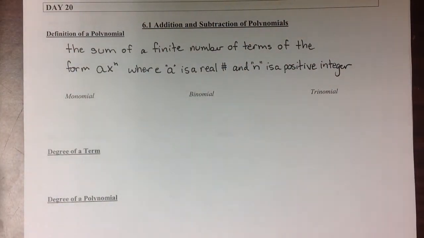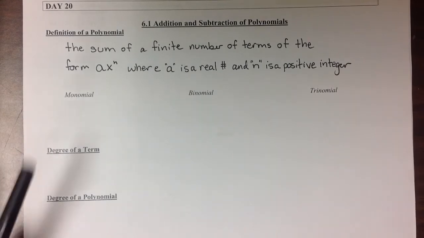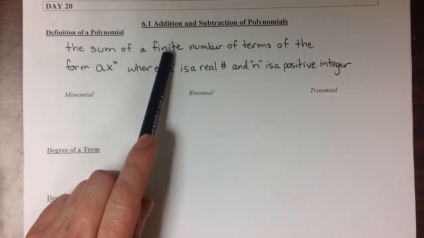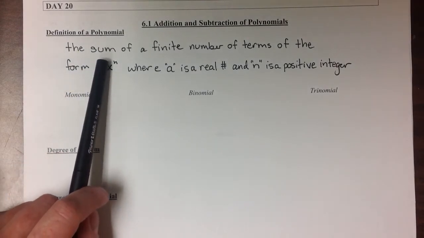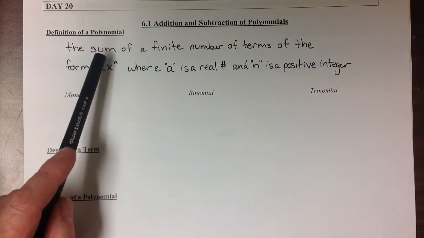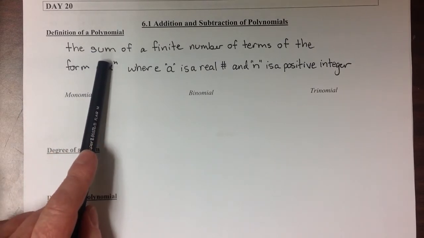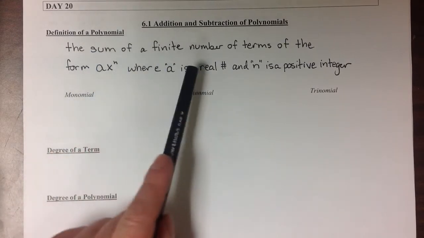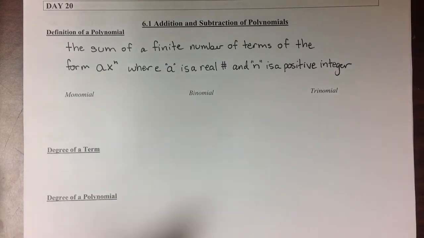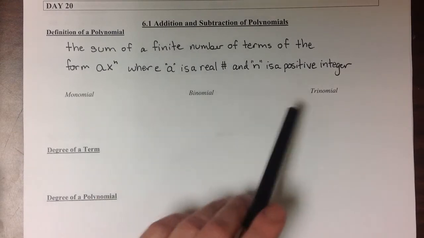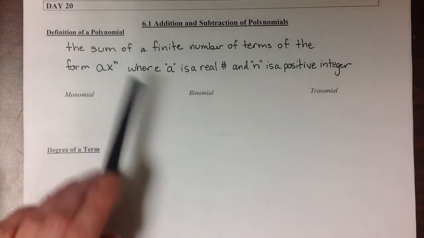So let's take that definition apart a little bit. So the sum of a finite number of terms, and by sum we could be summing negative terms, so that's going to mean terms that are either getting added or terms that are getting subtracted from one another. Finite means that it's a specific number, so these are not terms that never end, which is a type of problem you'll see in higher math classes, but not in this one. So a specific number of terms, and they are all of the form a times x to the n.